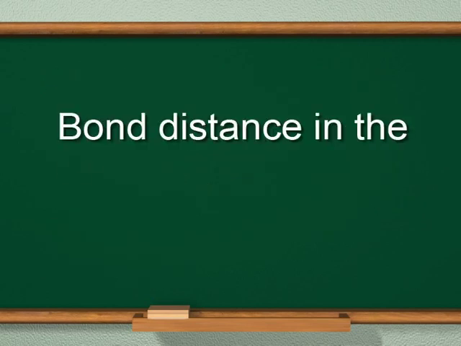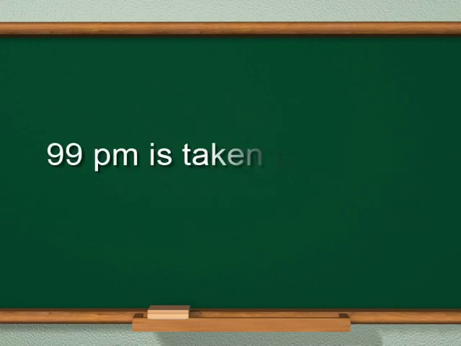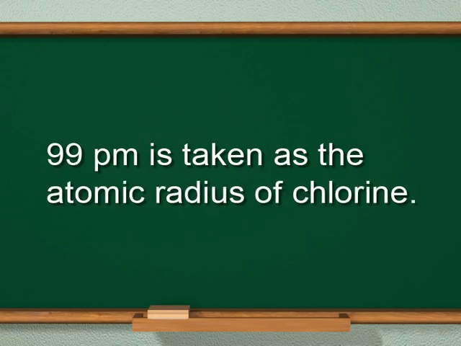For example, the bond distance in the chlorine molecule is 198 picometer, and half of this distance, that is 99 picometer, is taken as the atomic radius of chlorine.